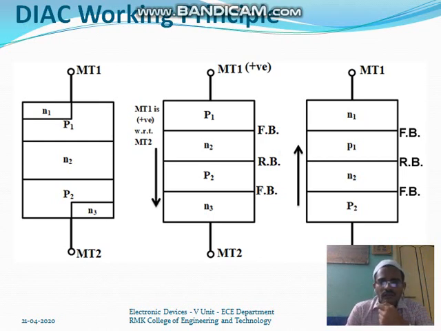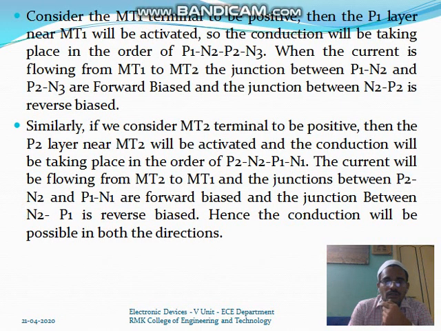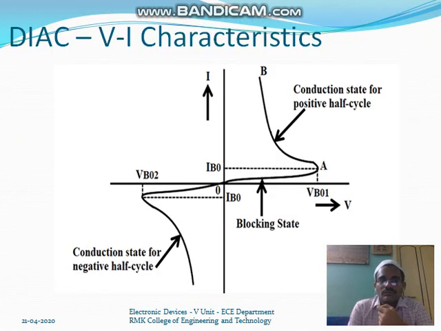Now why is this construction used and what is the use of this? Now this slide shows whatever I told you, that whenever you connect MT2 to MT1, positive to negative, the current will be flowing. Now we directly move on to the VI characteristics of the DIAC, where you can understand better.